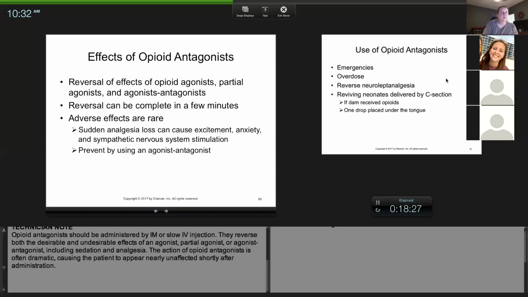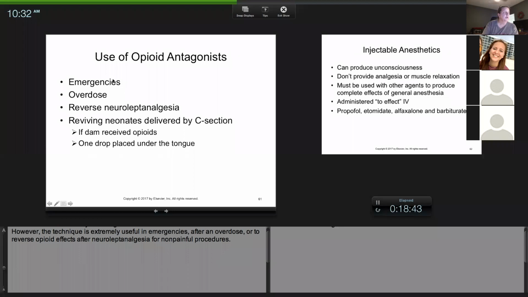Sorry, I just saw some. Morphine can be reversed by naloxone. Any pure agonist on the list can be fully reversed with naloxone, or it can be partially reversed with butorphanol. We really use an antagonist in emergencies and overdoses.